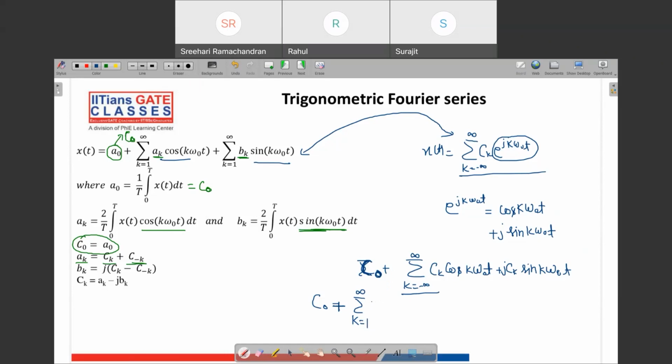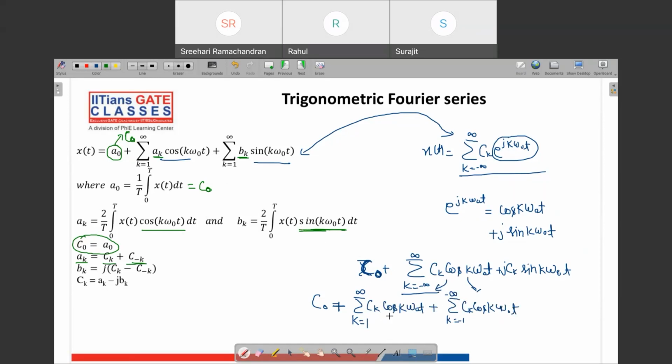1 to infinity c of k cos k omega naught t plus summation k equal to minus 1 to infinity ck cos k omega naught t. I'm not writing the sine term; I will just write the cos term here as of now, and we'll see what is the relationship for the ak and ck.